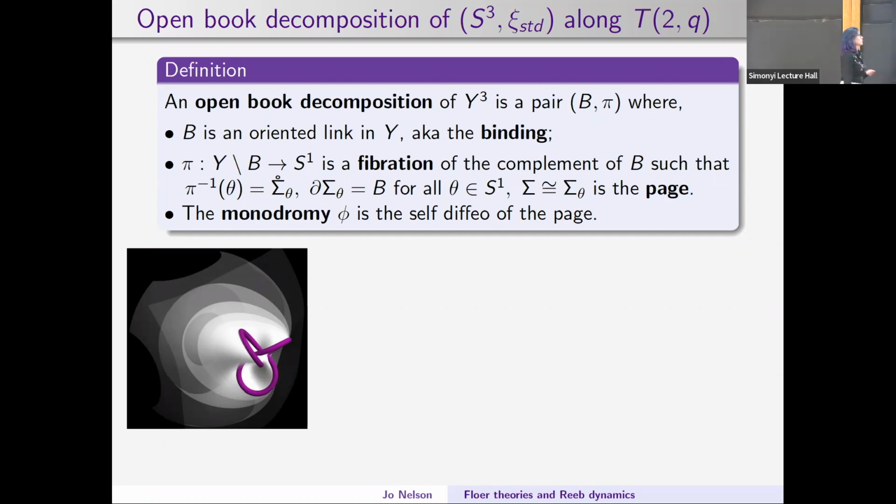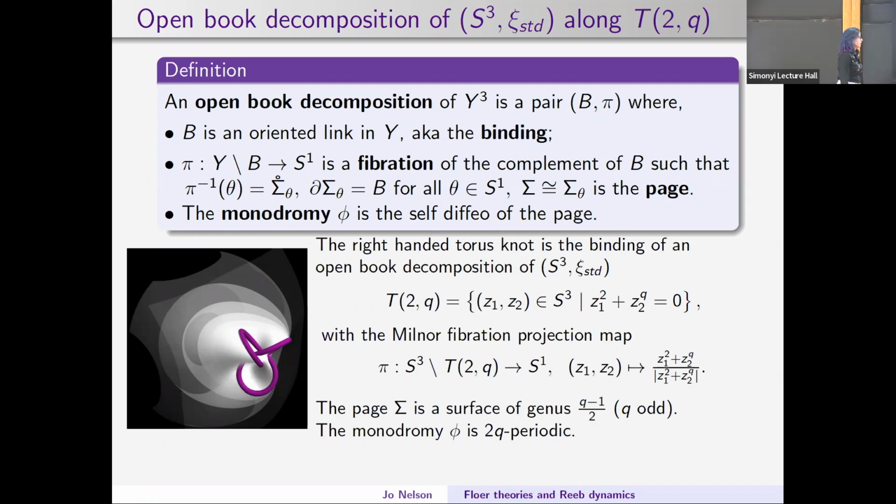And then the monodromy is going to be the self-diffeomorphism of the page. And open book decompositions generalize Milnor's fibration theorem for hypersurface singularities. So that's kind of like their genesis. And so you can write everything down in coordinates.